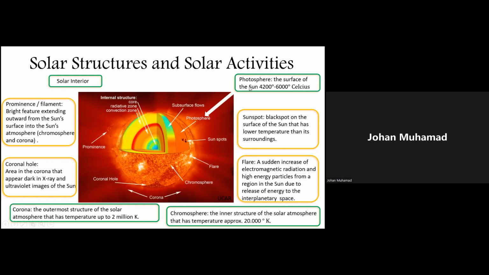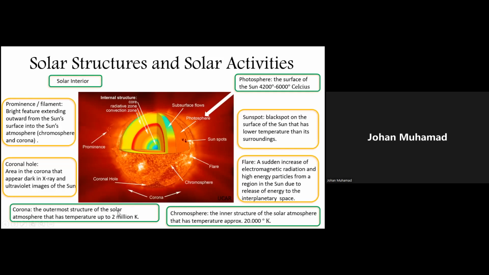and then we come to the solar surface, which is the photosphere, the surface of the sun, which has a temperature around 4200 to 6000 degrees Celsius. And then we have also the inner atmosphere of the sun, which we call the chromosphere, and the temperature is about 20,000 Kelvin. Sorry, we don't use degrees here. And then the corona, the outermost structure of the solar atmosphere, has a temperature up to 2 million Kelvin.